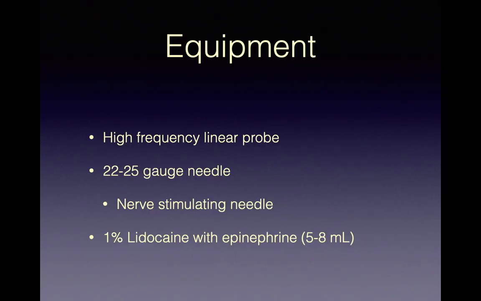Preparation is key to any procedure, and choosing the right equipment is vital to a quick and successful procedure. Since we are trying to view superficial structures in the forearm, we should use a high-frequency linear array probe, somewhere in the frequency of between 13 and 6 MHz.